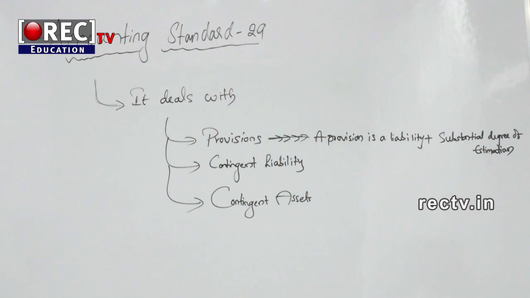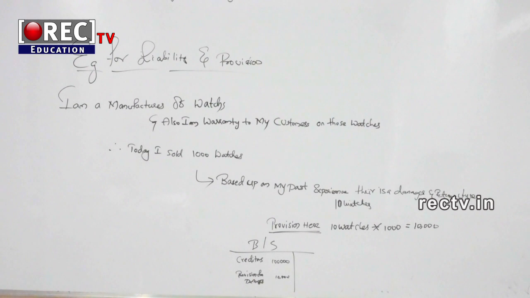Here, an obligation is a possible obligation if, based on the evidence available, its existence on the date of the balance sheet is not considered probable, that is, less than 50%. So if there is evidence available on the balance sheet date, and there is a probability of less than or equal to 50%, then we can treat it as a possible obligation. Now consider this example to understand what is a liability and what is a provision.